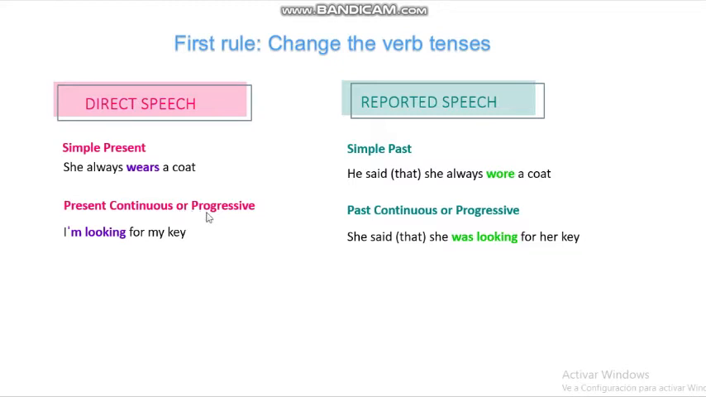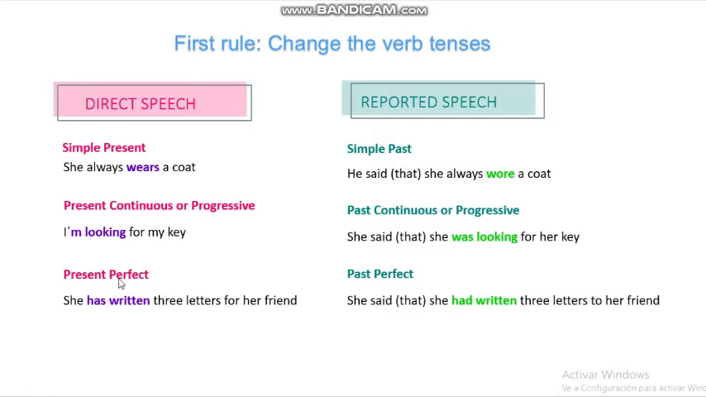Present continuous or progressive. I am looking for my key. When we report, it becomes like this, as you can see. She said that she was looking for her key. The present progressive becomes past progressive.